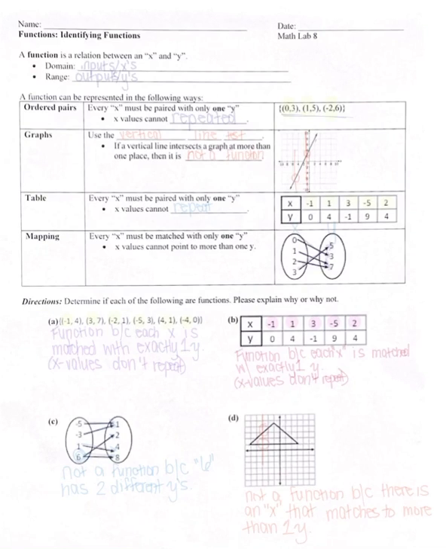So we're going to be using two words a lot this lesson, and that's the domain and range. What is domain? Domain is the inputs, or we can say x values. The range is the outputs, or the y values, whatever you're familiar with.